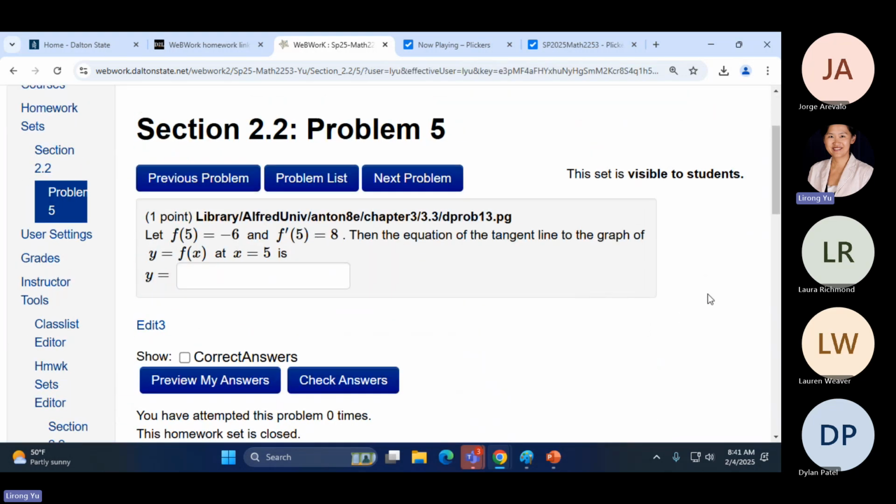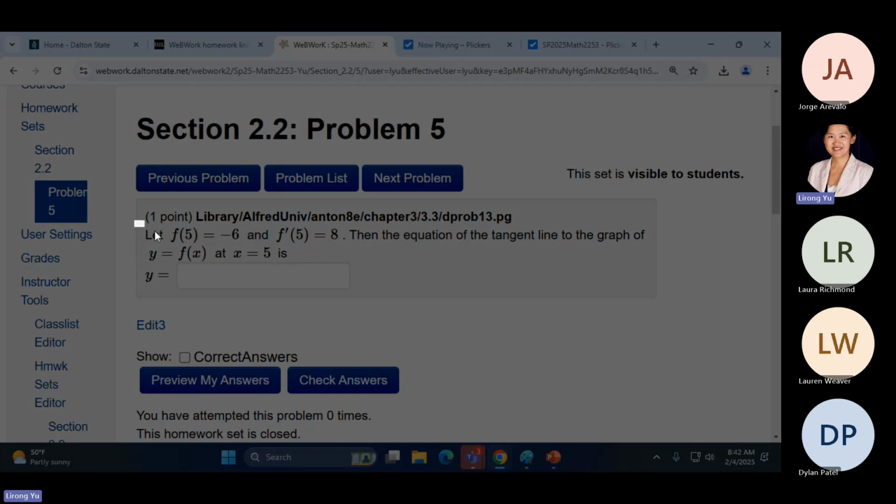And this is problem 5. That was an old version of the homework assignment. I'm probably going to assign them today, but we haven't really assigned 2.1. This question is asking, if the function value is -6 and the derivative is 8, what is the equation of the tangent line at x equal to 5? These are questions where we don't have the function formula, but we have a couple of pieces of information: we got a derivative, we got the function. Now what about the equation of the tangent line?